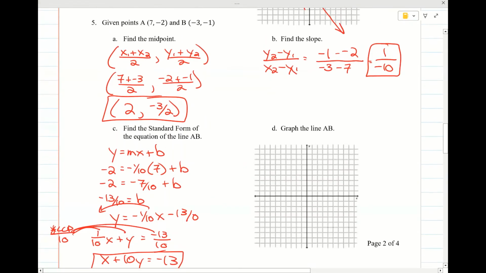In order to graph the line, we could even just go to 7, -2. That's the first point, point A. The second point was -3, -1. And then just connect our points.